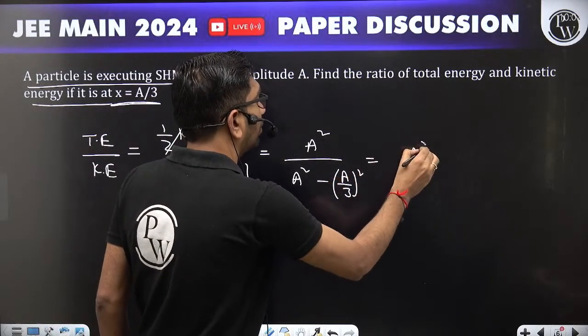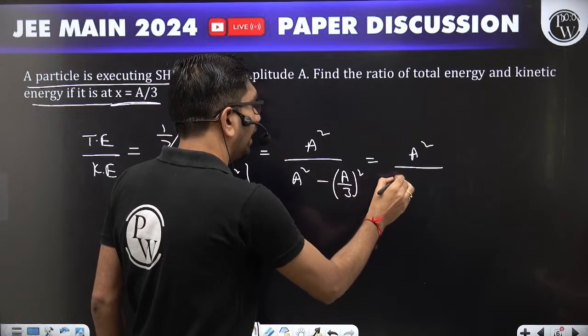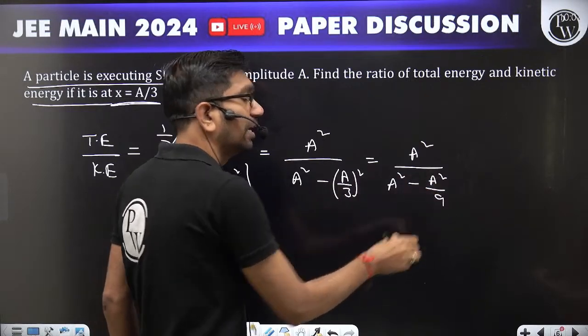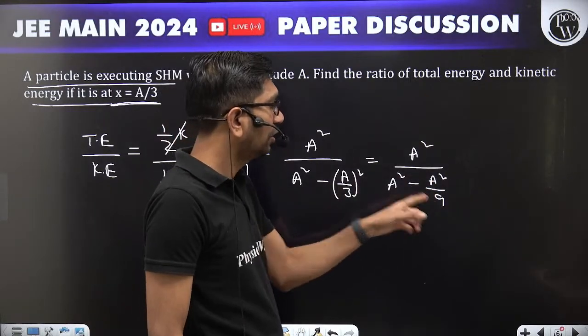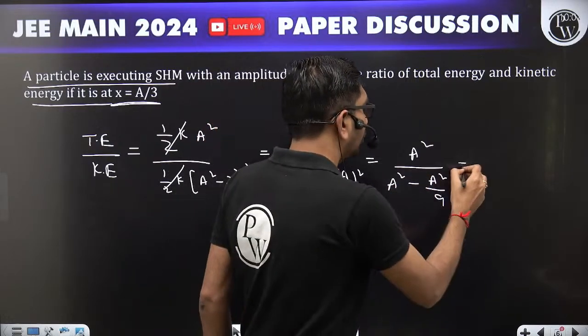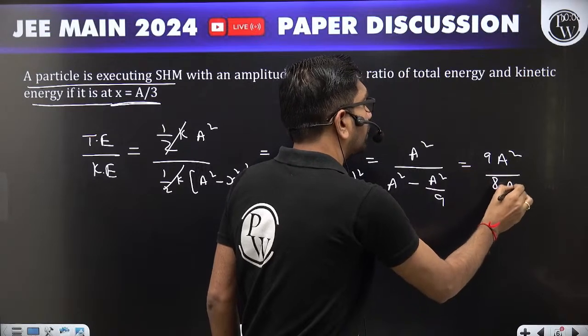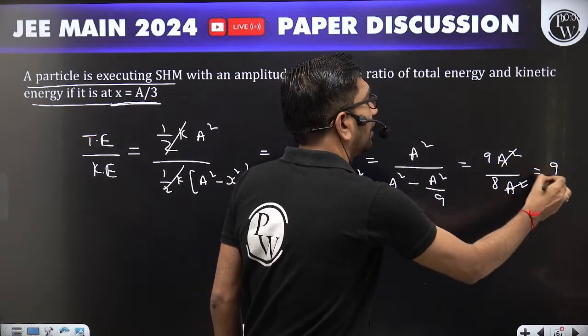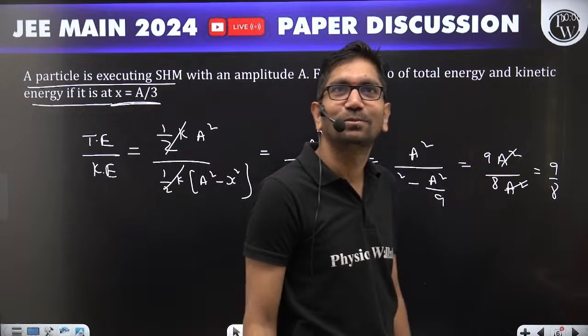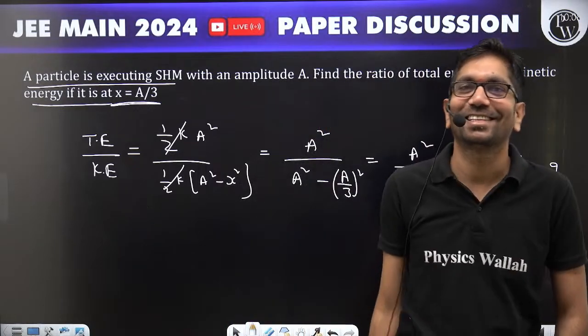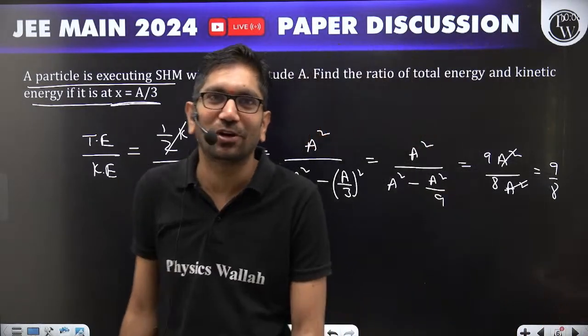So finally, what did you get, beta? A square by, so a square minus a square by 9 you got, okay? So 9 minus 1, it is 8, right? So this 9 goes up. 9a square by 8a square, a square gets cancelled. The final answer is 9 is to 8. Very easy, yes. So this is also a very easy question you got, okay?